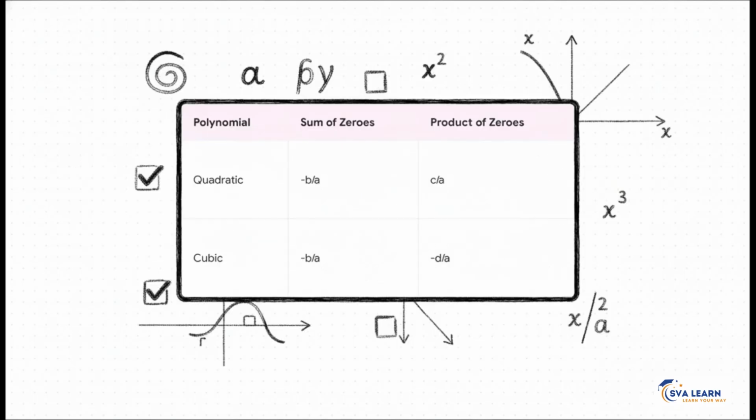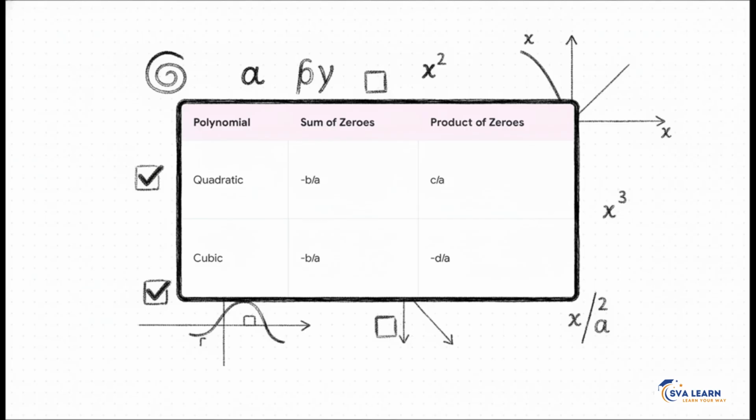Right, let's step it up to the algebraic battleground, the relationship between zeros and coefficients. Guys, this is heavily tested. For your standard quadratic polynomial, ax squared plus bx plus c, the sum of the zeros is always -b over a. And the product? That's c over a.